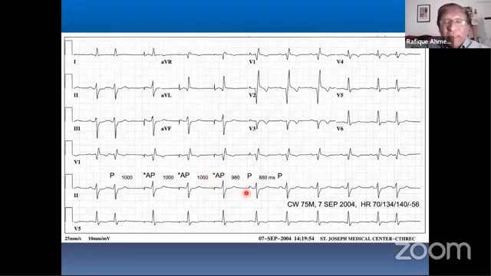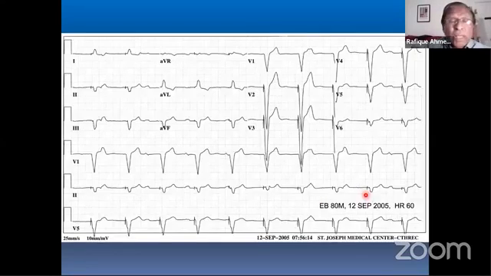If you look at it, this is actually a pseudo fusion beat because it's probably the conducted P wave. Because the native P wave and the pacing spike are almost at the same time. And then of course, at 880 milliseconds, it doesn't need pacing anymore. Thank you.